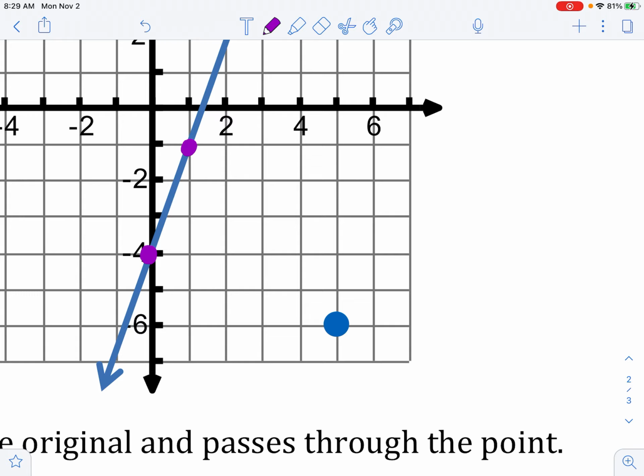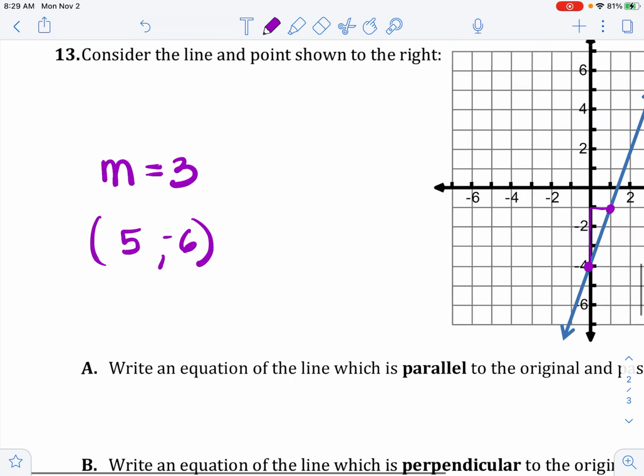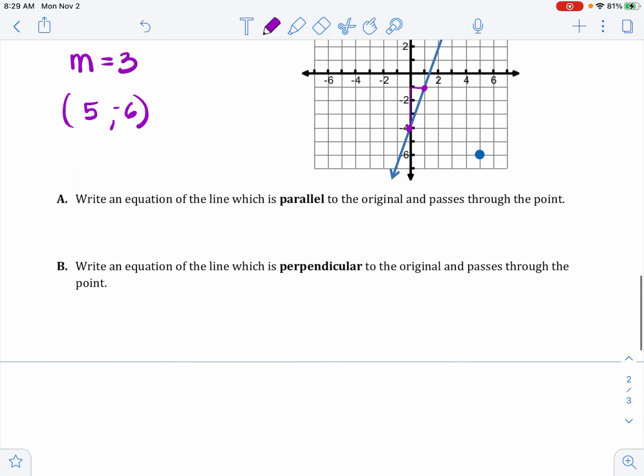Now I need the slope of this line. So I need to find 2 points. So here's a point, here's a point. And I'm going to do rise over run. So this goes up 3/1. So up 3/1 is 3. So the slope is 3.